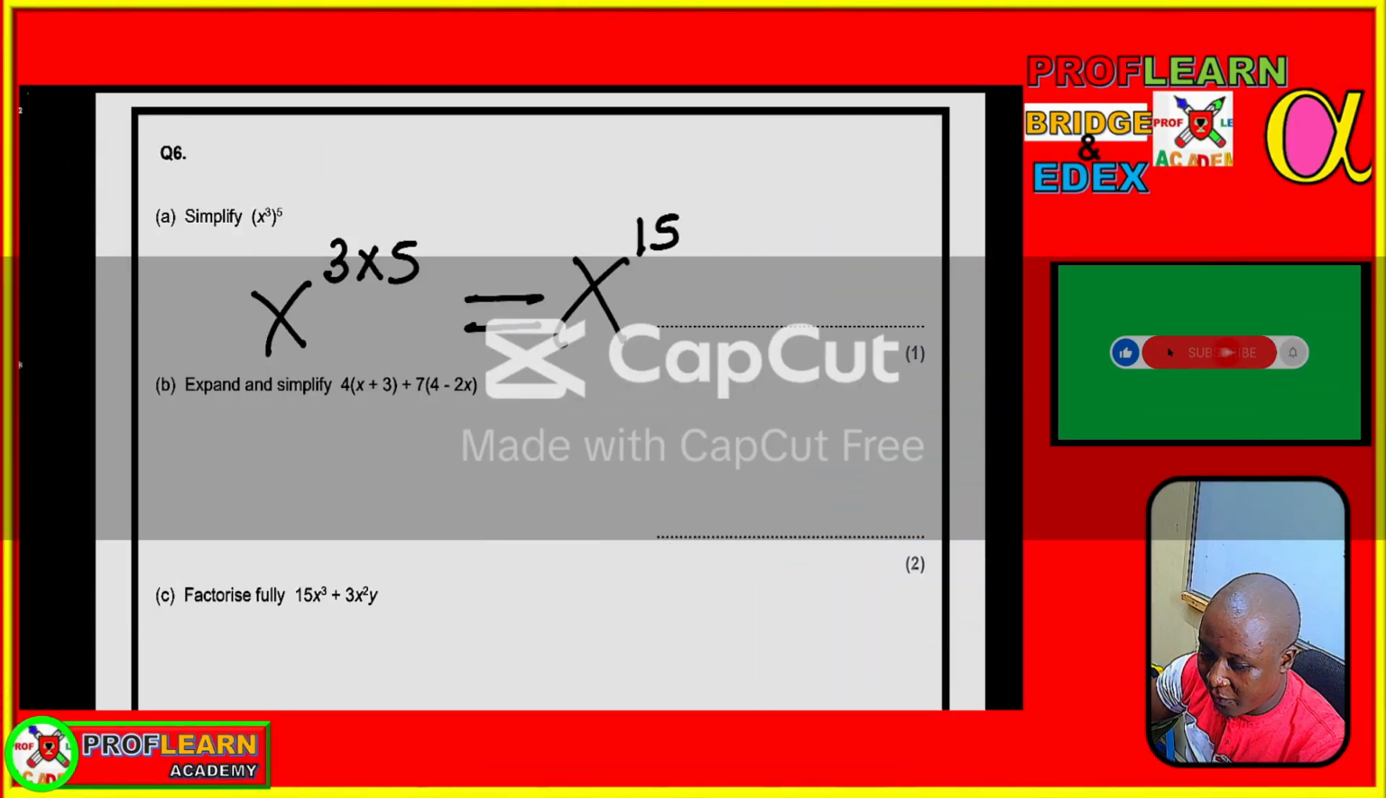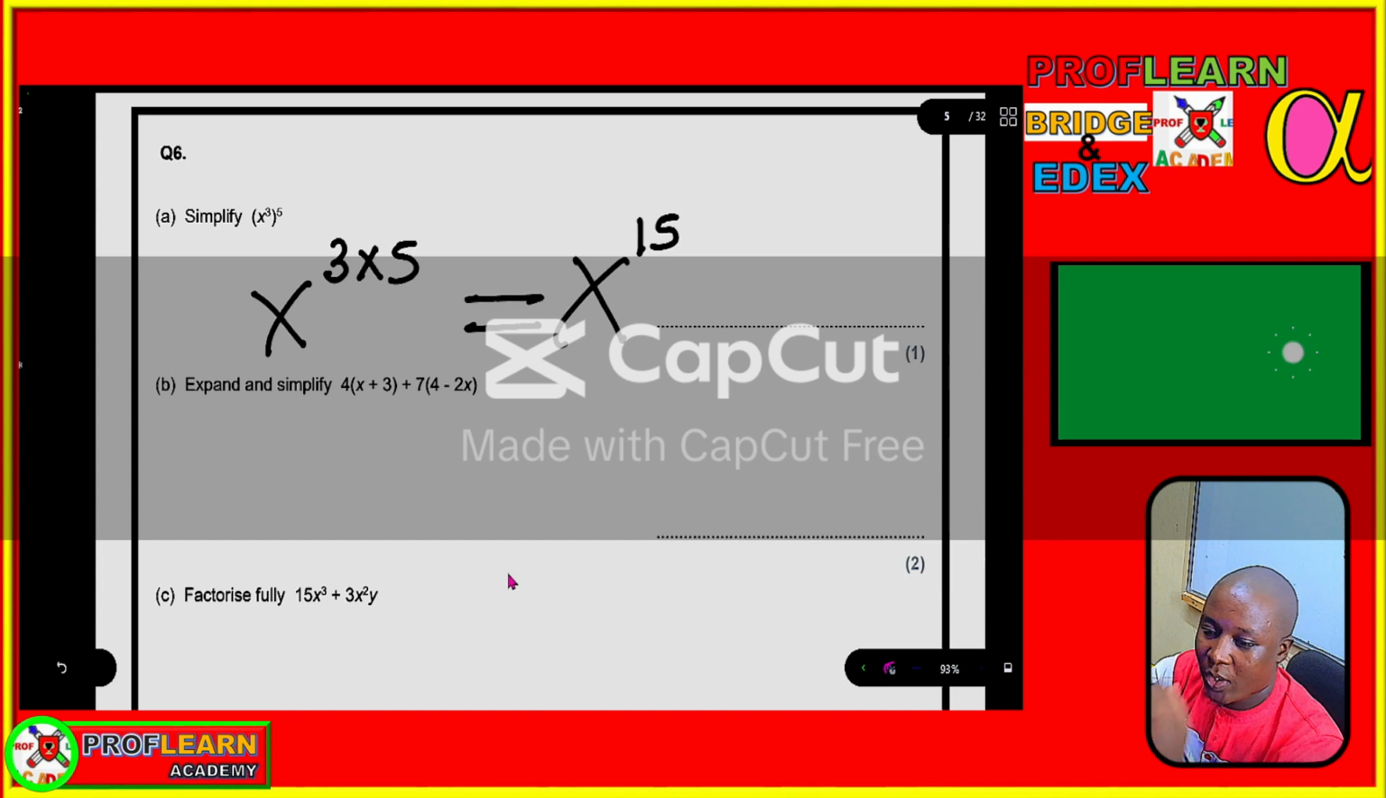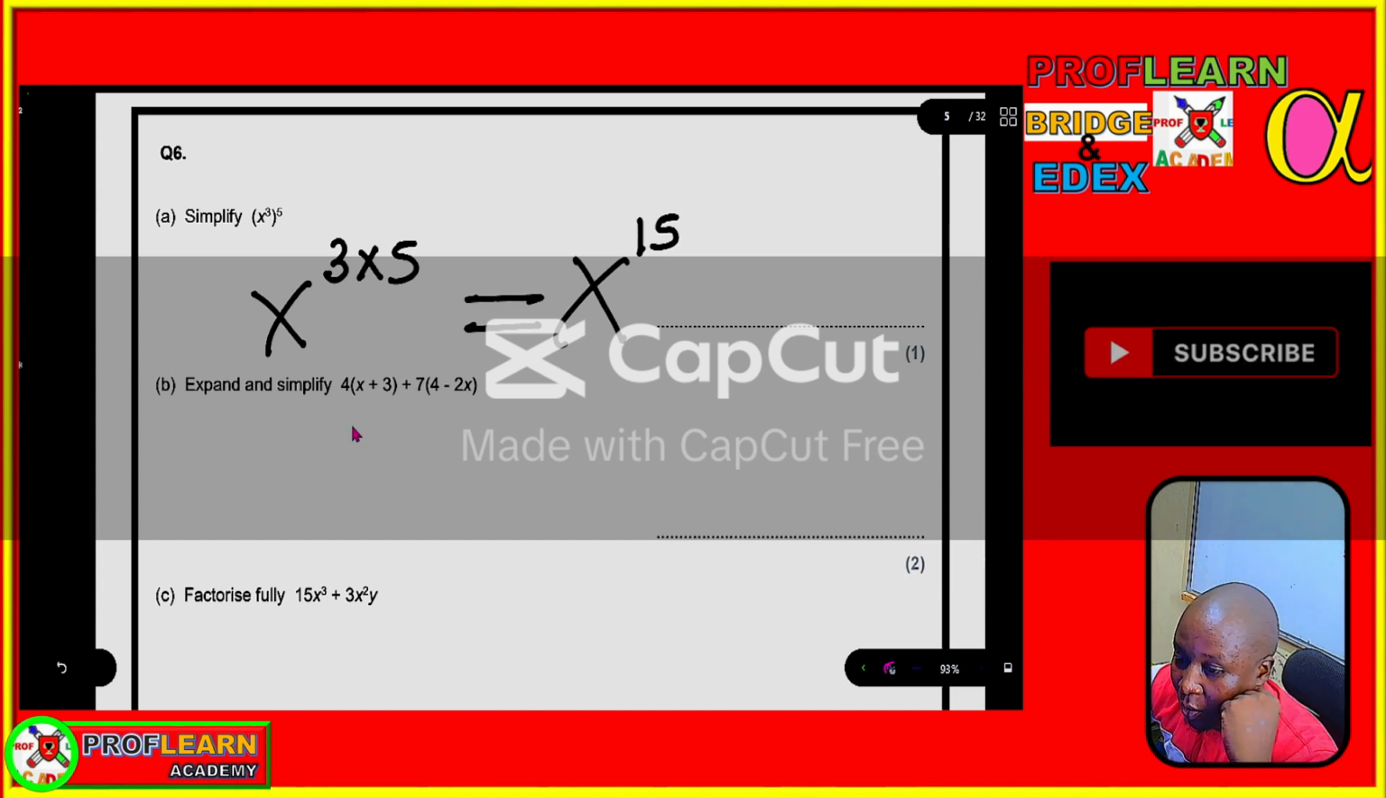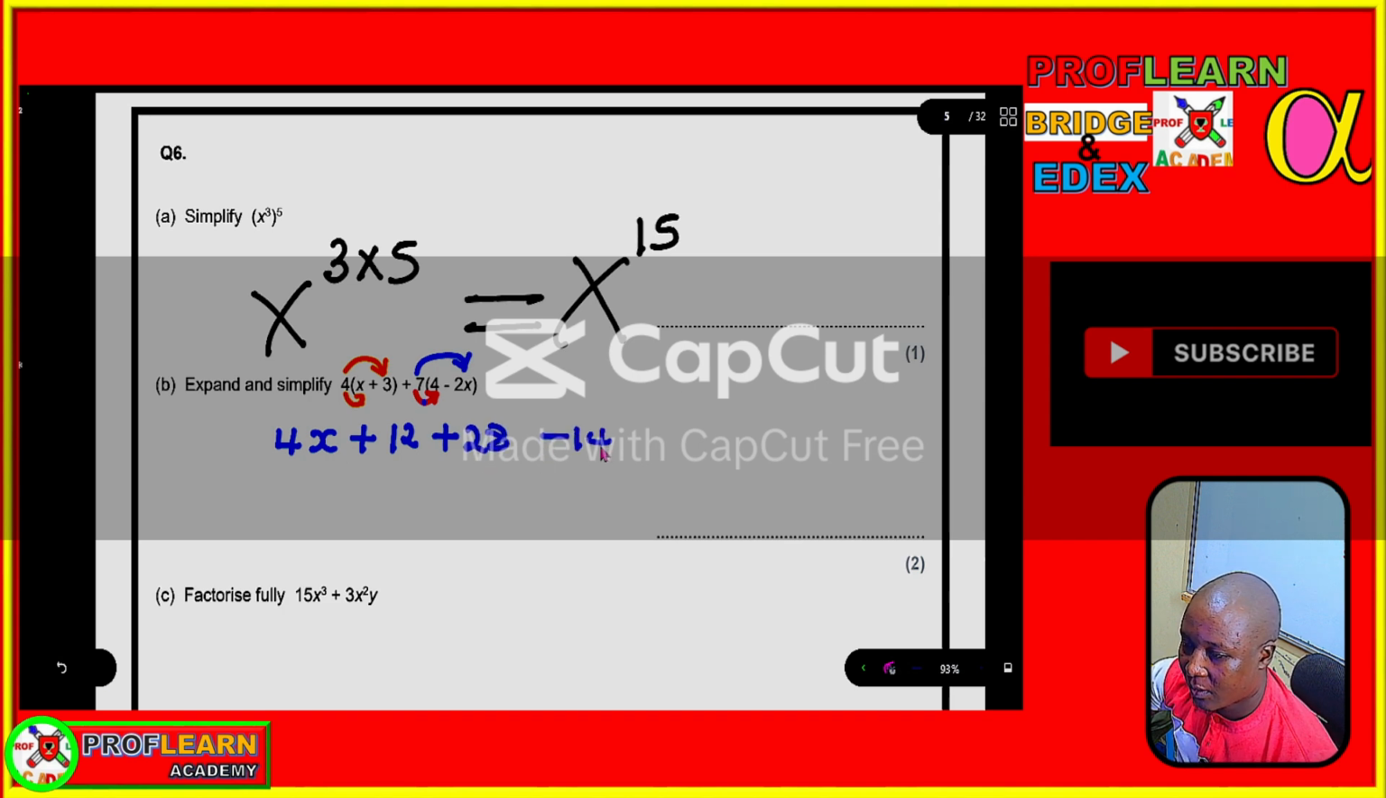All right, so moving further to the next question, we are told to expand and simplify. And of course, in order to expand this, we are going to multiply 4 by x, and also multiply 4 by 3. Again, we are going to multiply 7 by 4, and then multiply 7 by 2x. So if we work it out, we get 4x plus 12 plus 28, and this will give us negative 14x.